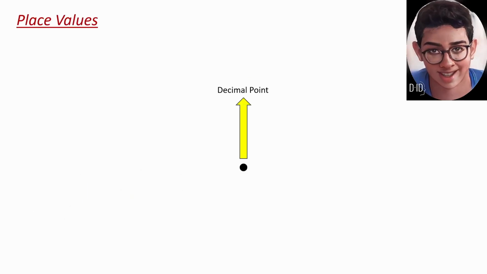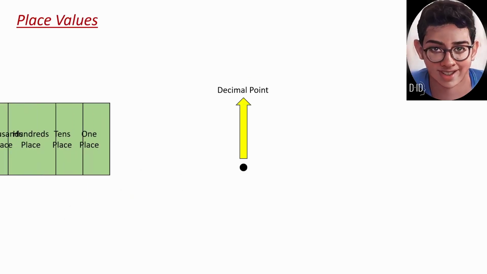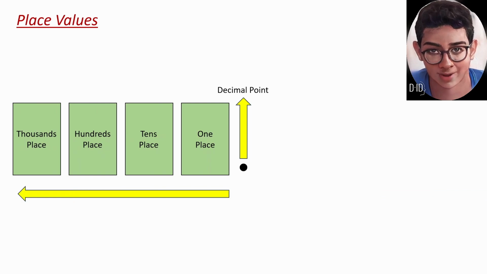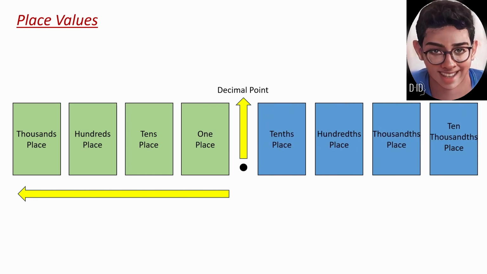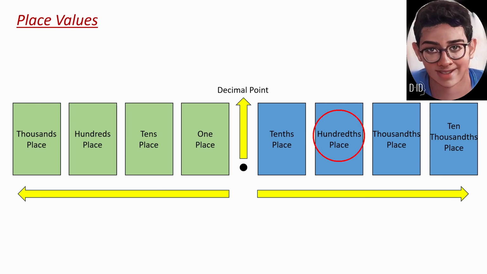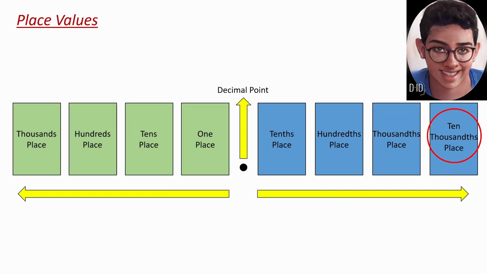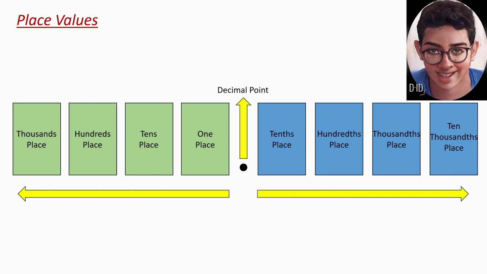Now let's summarize our lesson. We know that whole numbers go on infinitely to the left of the decimal point, starting with the ones place, tens place, hundreds place, thousands place, and so on to infinity. While decimal numbers always go on infinitely to the right of the decimal point, starting with the tenths place, hundredths place, thousandths place, 10,000ths place, and so on to infinity.